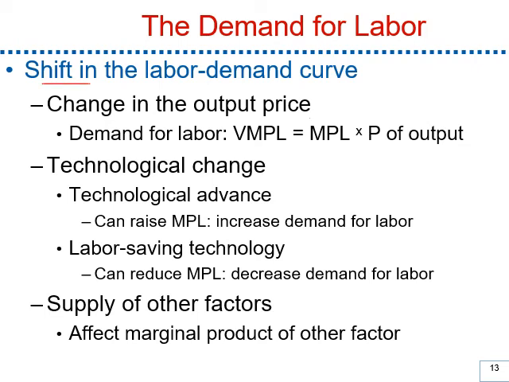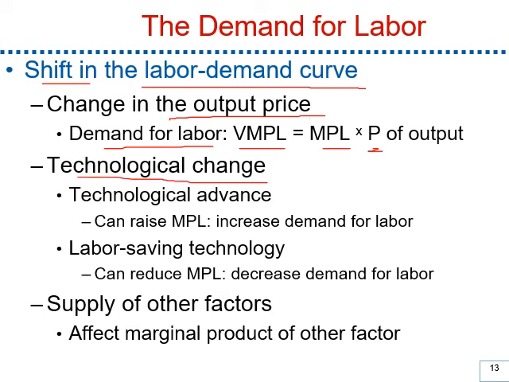So whenever there is a shift in the labor demand curve, this will change the output price. So it will also change the demand for labor, where VMPL equals MPL times the price, which is going to change also. So labor demand would shift whenever you have technological changes. For instance, if you have technological advances, new and better technology, labor demand will increase and shift to the right, which will increase MPL, so will increase the demand for labor.